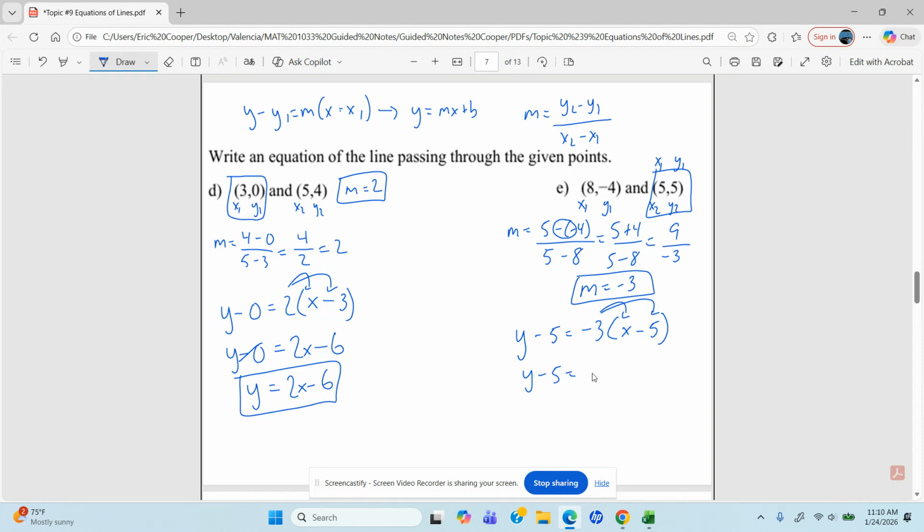Again, I'll distribute the negative 3 to both sides. Y minus 5 is negative 3x plus 15. I'll add 5 to get y by itself. Y is equal to negative 3x plus 20. This would be the equation written in slope-intercept form. So again, it's the same idea we did before. This time they didn't give us the slope. And if they don't give us the slope, make sure we use this slope formula here to be able to go through and solve it.